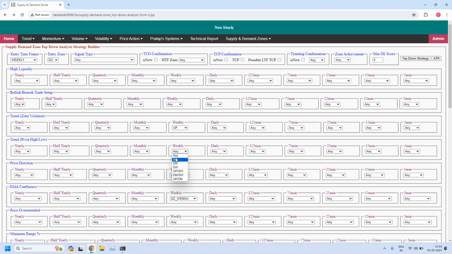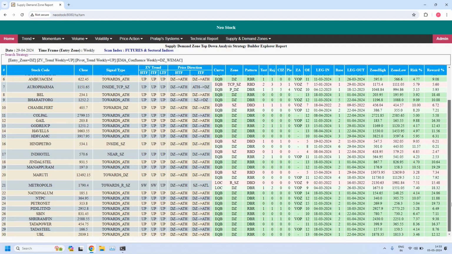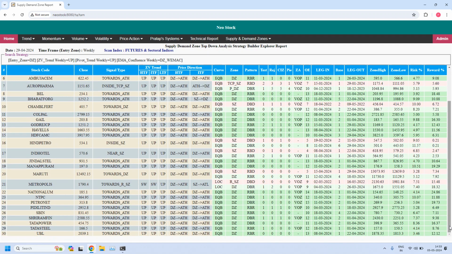So that's why here also I am selecting uptrend. Let us check how many stocks support both the trends as uptrend. Remaining filters are the same: demand zone, WEMAC. Now the list is reduced. Now it has come down to 30 stocks. This is the first 22 stocks. I'll be giving you a few seconds. Now let me scroll down. So a total of 30 stocks.